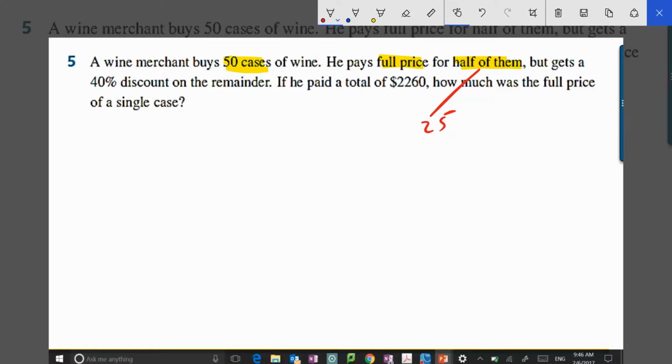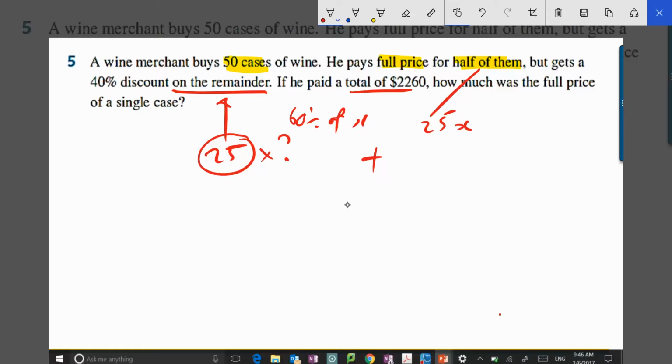And then secondly, but gets a 40% discount on the remainder. But since I know half of them is 25, the remainder has to obviously be 25 cases. So that means the remainder 25 cases, I'm going to be paying not full price, but I'm paying 60% of the price because you got a 40% discount. So I know I'm paying 60% of the full price. Okay, so once I've got that in my head, then it gives you a total of 2,260. So what it's really saying is your first batch of 25 at full price, and your second batch of 25 at 60% of the full price, those two together should give you a total of 2,260. That's how I'm seeing it.